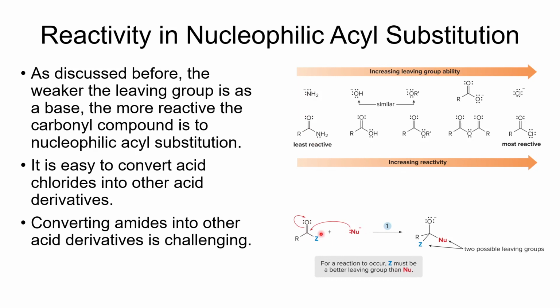When we're comparing whether it's a good leaving group, really what we're doing is looking at whether the leaving group is better than what we started with. Is the nucleophile a better leaving group than our original leaving group? If that nucleophile is a better leaving group, then we're not going to get much of a reaction, or we're going to have to do some more intense conditions like heat and pressure to get the reaction to occur.